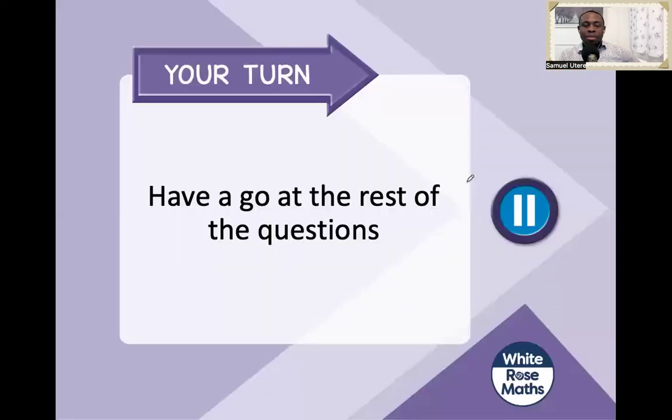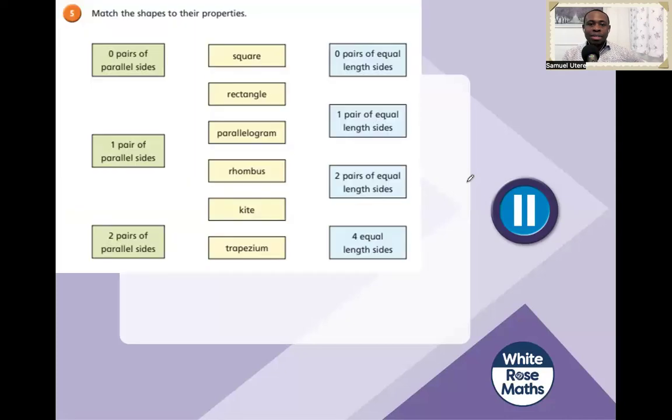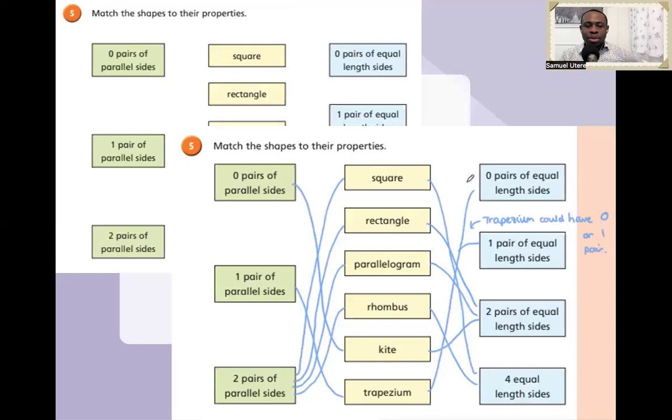It's now time for you to pause the video and have a practice. So pause the video and practice question 5 in 2 minutes. Assuming you've paused the video and you've answered the questions, here are the answers. So you were simply asked to match the shapes to their properties. This really helps you to think about the different properties you've been exploring about quadrilaterals.